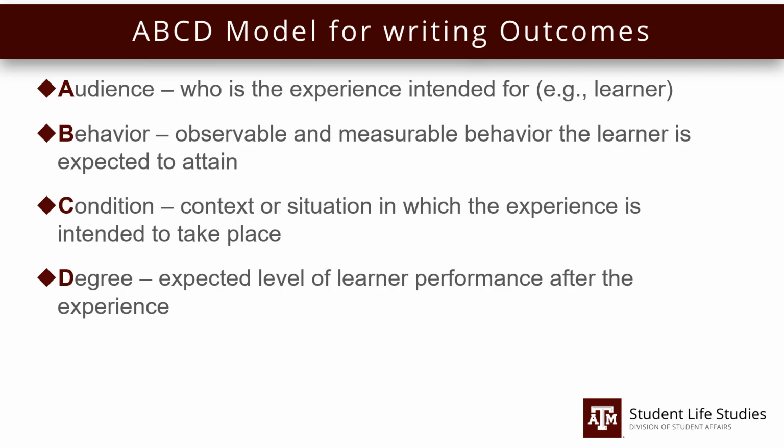The Student Life Studies Department has a preference for the ABCD model because it is simple and a best practice standard. The model has 4 components, each identified by a letter, where A stands for audience. This means that you have to keep in mind who the experience is intended for. B is for behavior, and it stands for what observable and measurable behavior the learner is expected to attain. C is for condition, which refers to the context or situation in which the experience is intended to take place, and D is for degree, or expected level of learning performance after the experience.